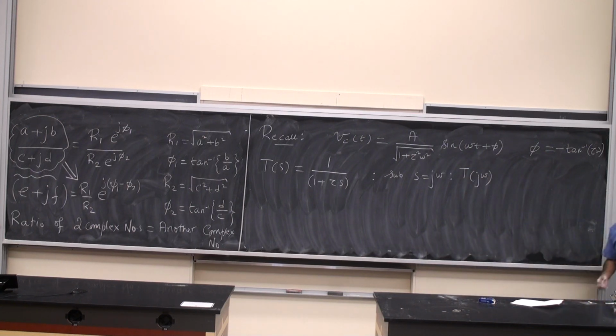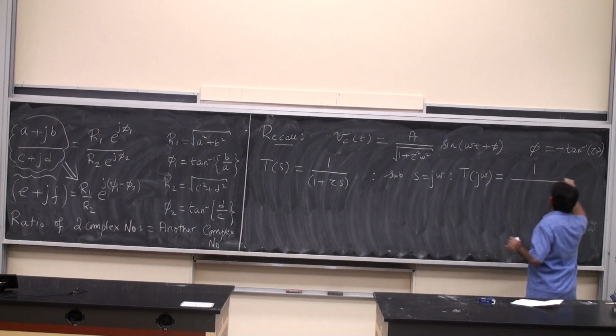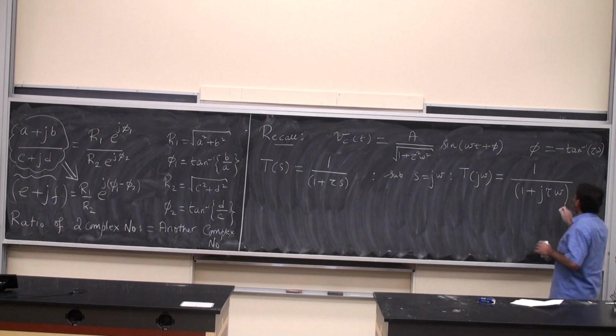Instead of T of S, it becomes T of J omega. What happened to the sigma? I ate it up today. I'll tell you why on Wednesday. This is 1 plus J times tau, times omega, because S is J times omega.